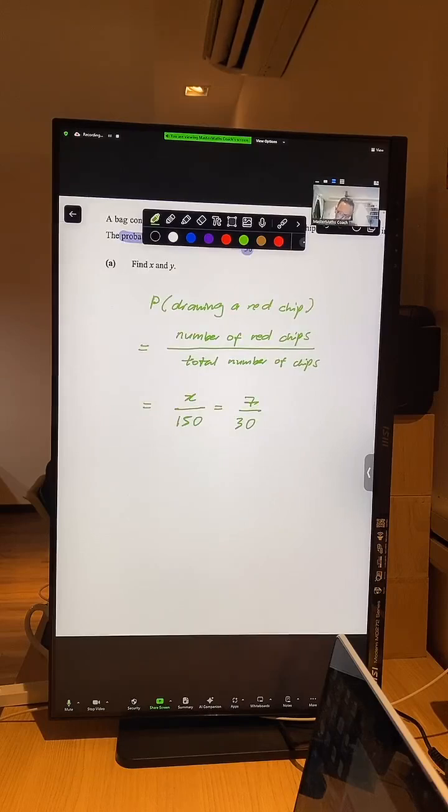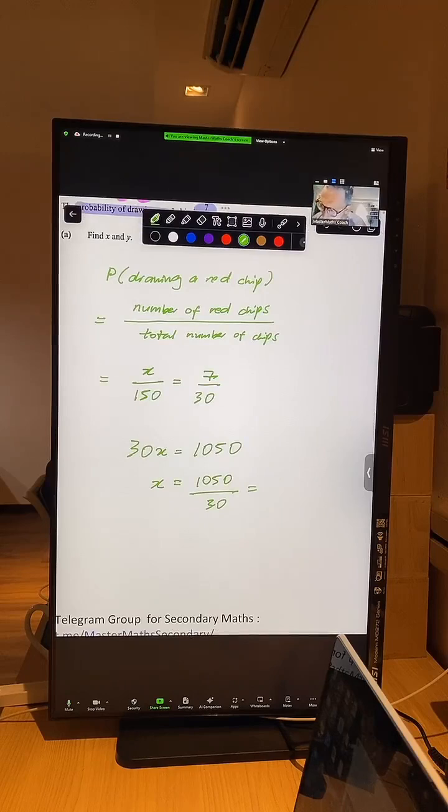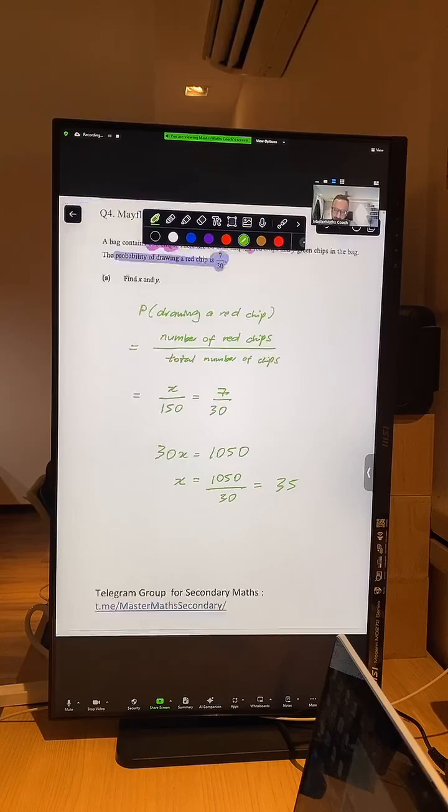So now we can do something here, right guys? It's called cross multiply. Have you all heard of this term, cross multiply? X times 30, 150 times 7. So you will get 30x equals 150 times 7, 1050. So x equals 1050 divided by 30. So this is 35. Okay? So those of you who say x equals 35, well done. You are correct. X is indeed equal to 35.